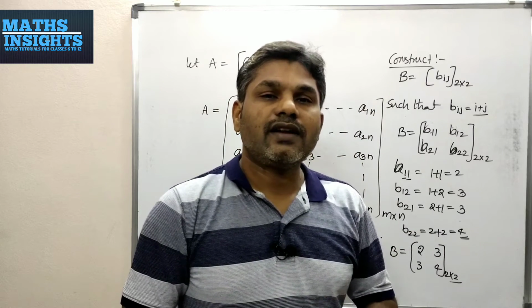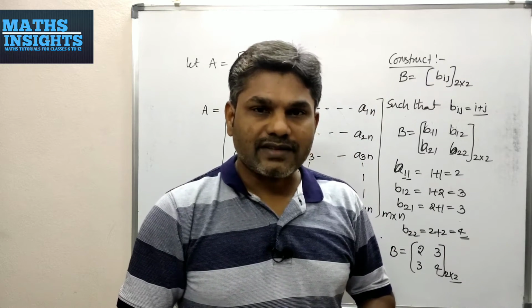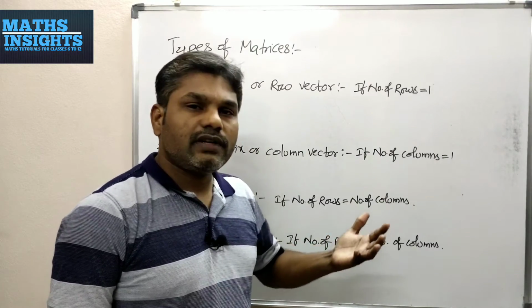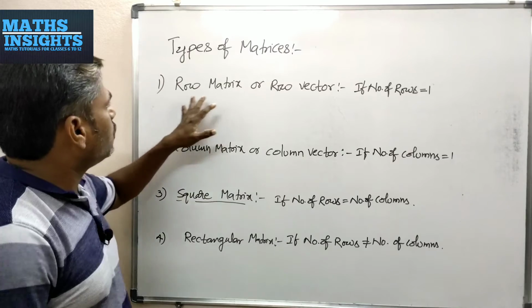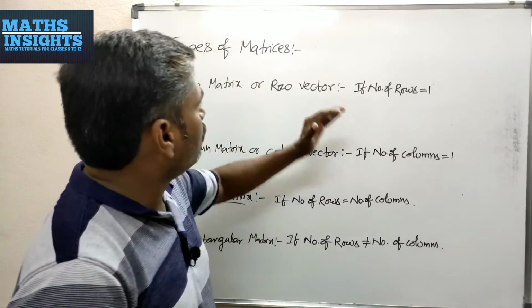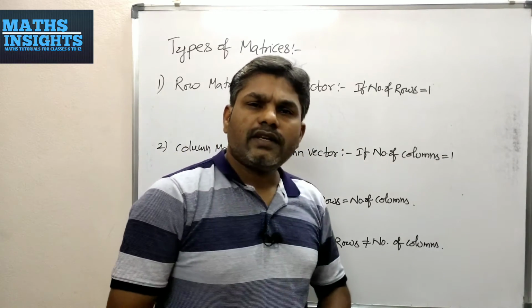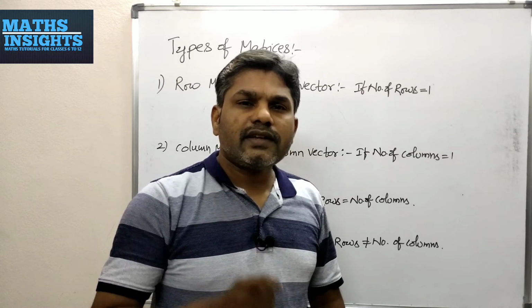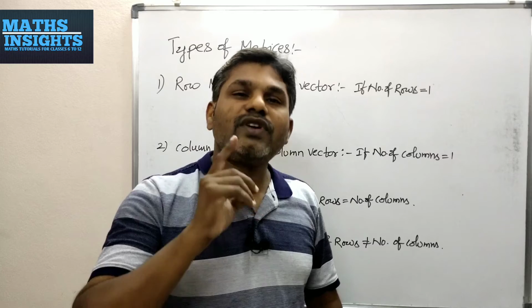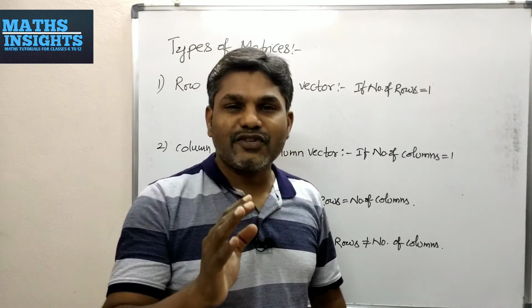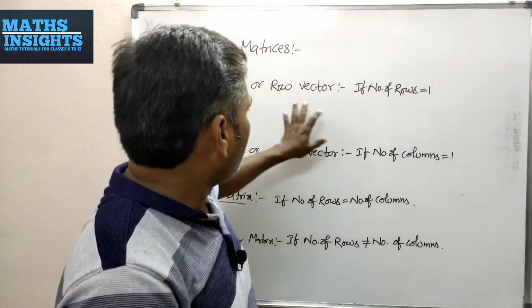Now we will learn what the types of matrices are. We will start with the first definition, that is a row matrix or a row vector. If you take any matrix in which the number of rows is 1, only one row, then that is said to be a row matrix or row vector.